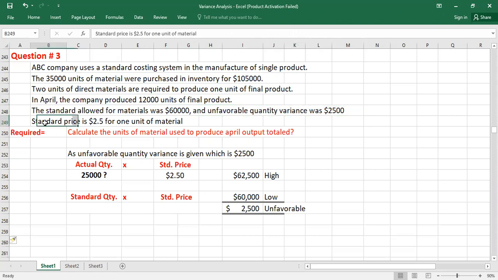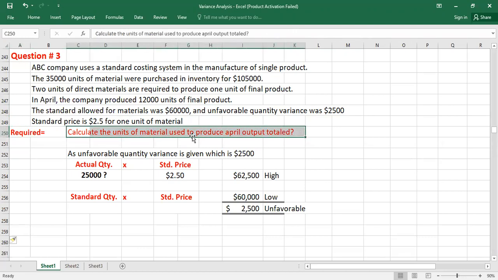And now I'm assuming the standard price is $2.5 for 1 unit of the material, which we just calculated in the previous question. Now assume it is available. So now the requirement is different. What is the requirement? The requirement is you are required to calculate the units of material used to produce April output total. Like you have to calculate the quantity variance in short. So how will you calculate the quantity variance?